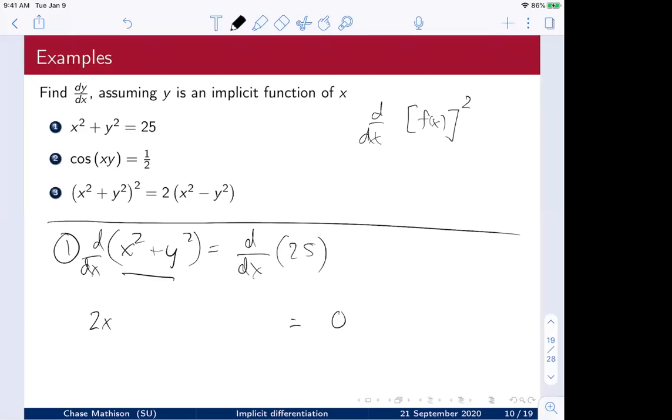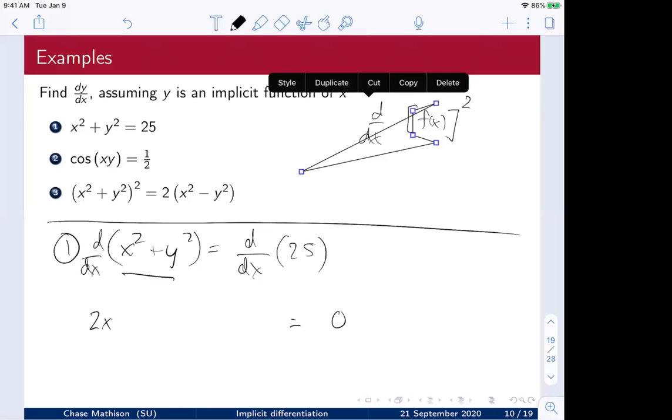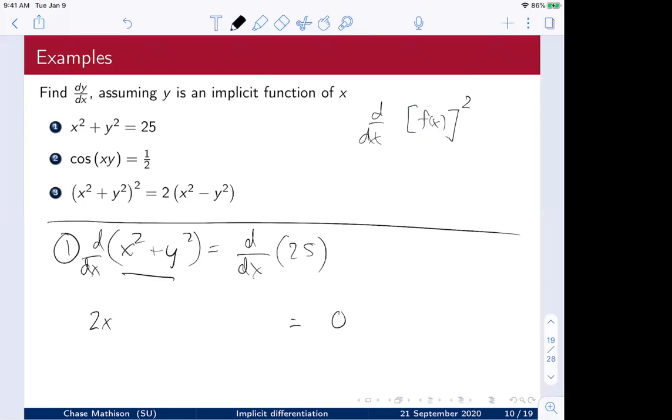The outside function, if I cover up the inside, so cover that up with a pentagon. That's stupid. I'm not going to do that. Get out of here, pentagon. If I cover up the inside, then if I'm taking the derivative of something squared, well, how do you do that?